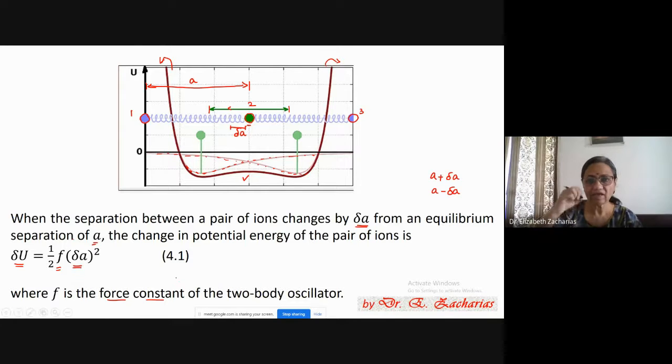I'm writing that K and all to remind you about what you have studied in your physics. F is the force constant or the spring constant of a two-body oscillator. So when we are doing this discussion, we are pretending as if this fellow is no longer there. We are talking about these two guys. So the change in potential energy because of a displacement delta A from equilibrium position is going to be half F delta A whole square. Clear?